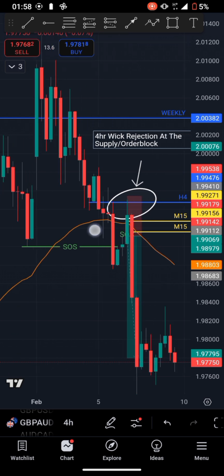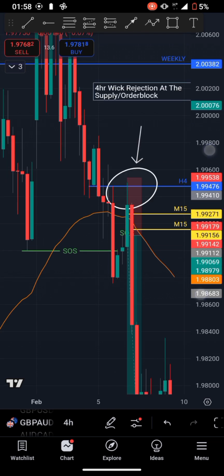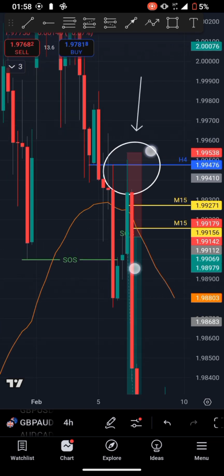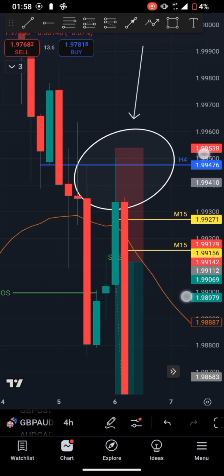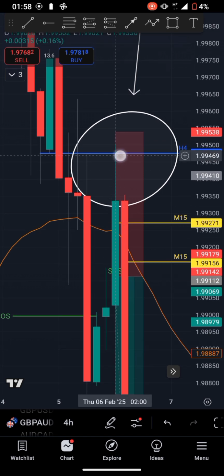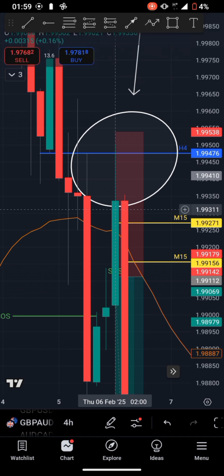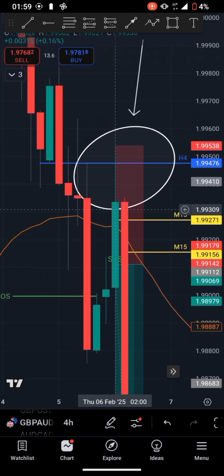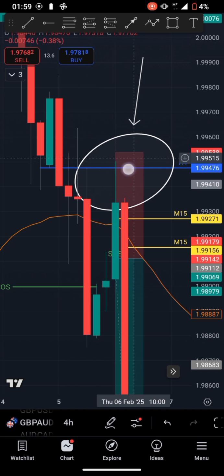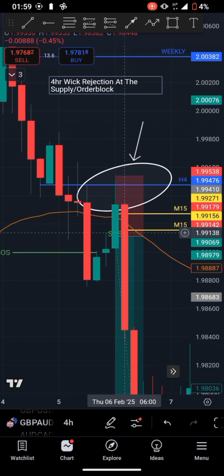So I set my alert at this 4-hour supply zone right here. And if you notice, price pulled back during Asia's session. I was sleeping when price tagged us in. But if you notice this beautiful rejection, price tapped into the 4-hour supply and rejected beautifully. This is an indication that sell orders are in this particular supply, and price is about to start tanking because the sellers are overpowering the buyers.